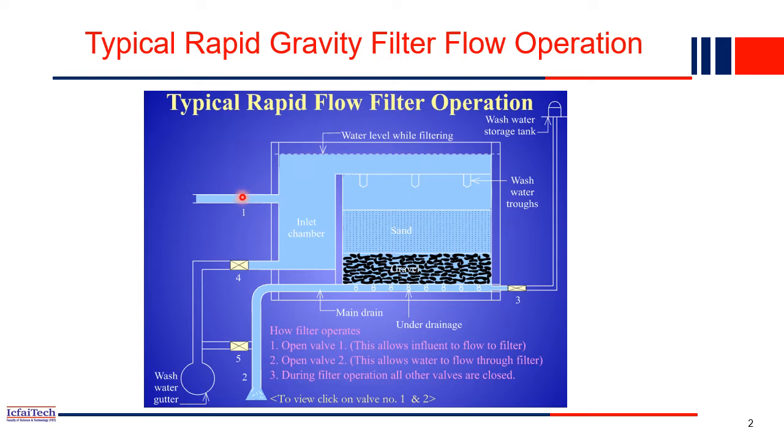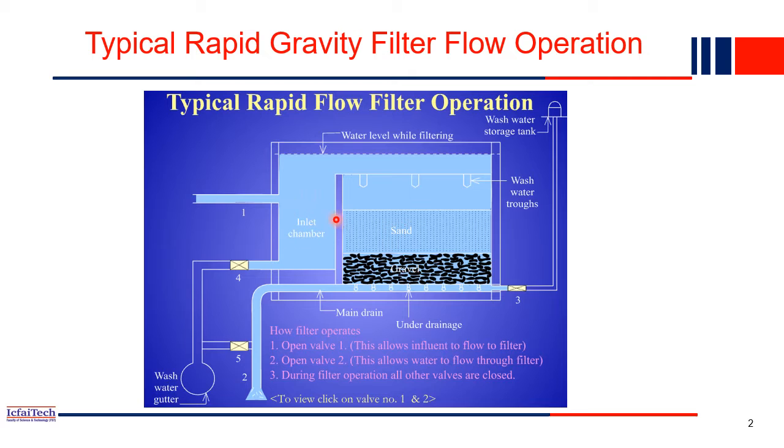Everywhere in this chamber, 1, 2, 3, 4, you see these are valves. These valves will be opened and closed depending on which operation we are doing. Currently we are filtering the water, so valve 1 will be open, and the water will come from the secondary sedimentation tank.